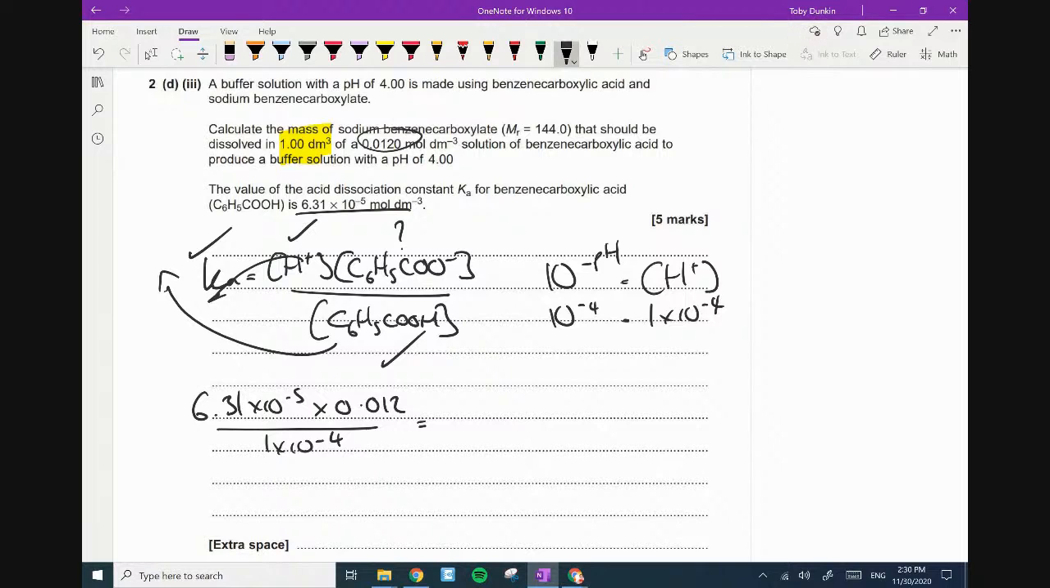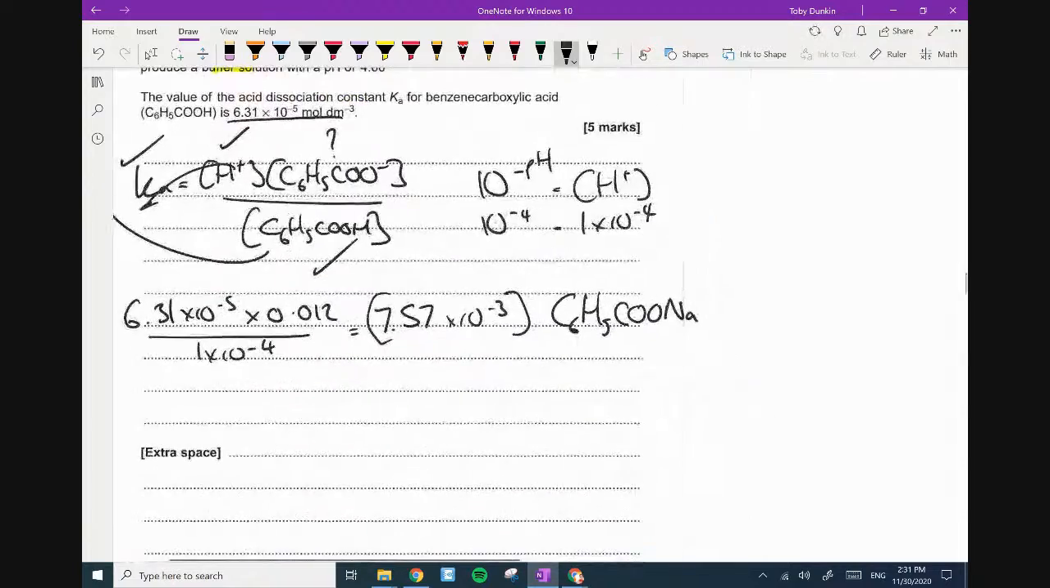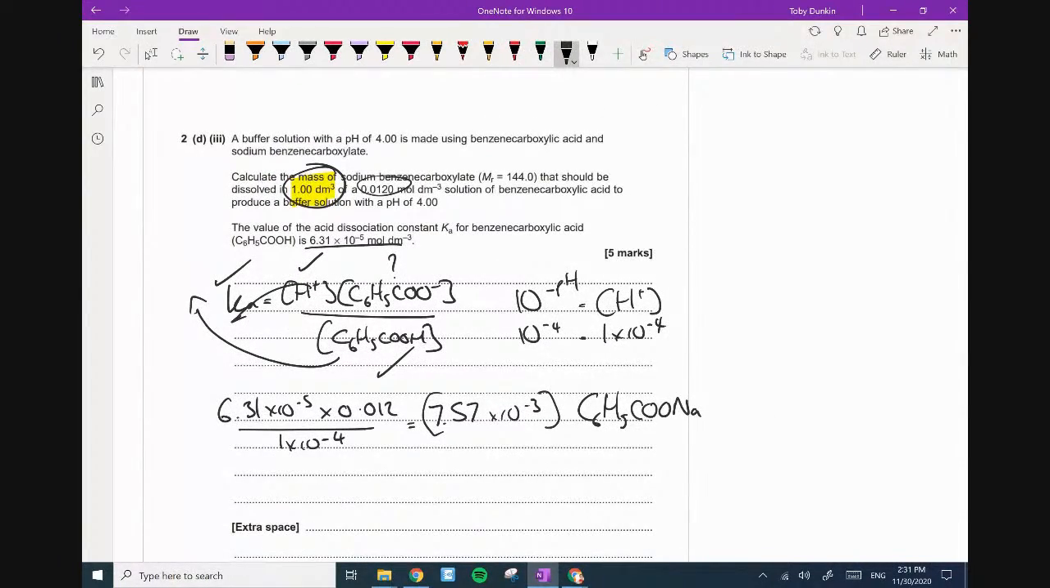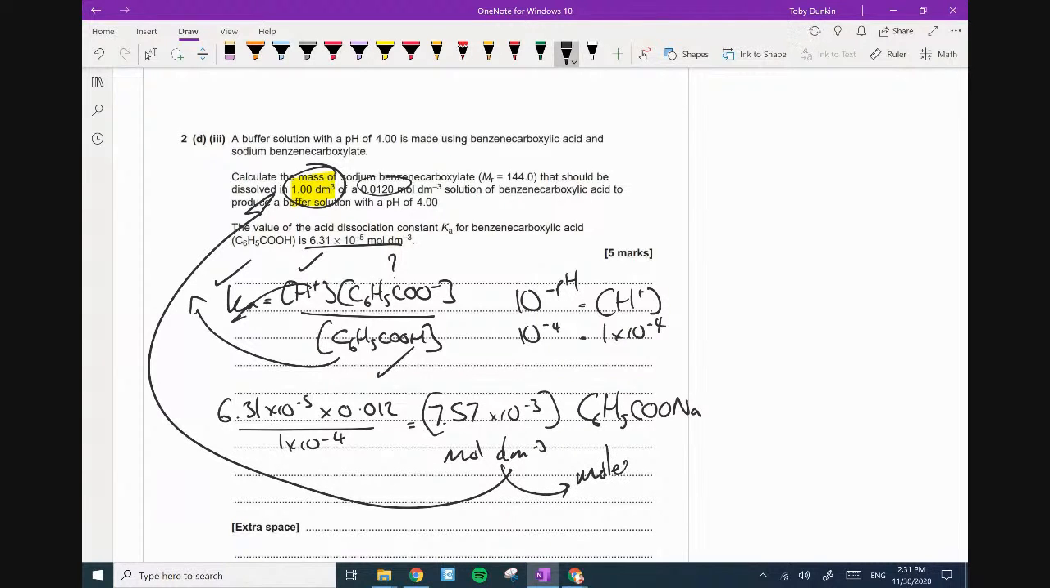So 6.31 exponential minus 5 multiplied by 0.012, divided by 1 exponential minus 4 equals, and I get 7.57 times 10 to the minus 3, and that's the concentration of the salt, sodium benzene carboxylate. I'll write it like this, C6H5COONa. That's the concentration in a liter. If this is moles per dm cubed and we have 1 liter, that is the same as the moles themselves. So moles is equal to 7.57 times 10 to the minus 3.